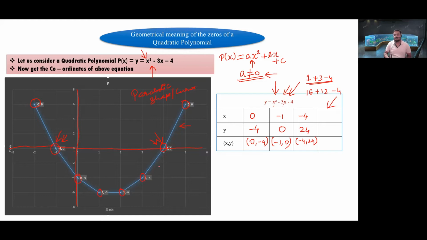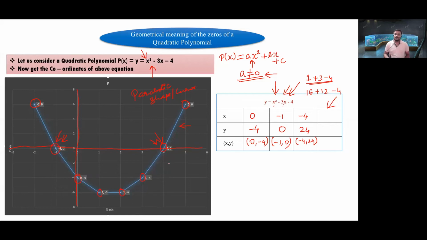Okay, it will form a parabolic shape or curve. So is it clear, sir? For a quadratic polynomial, we have to find more than 4 coordinates to get a curve. Yes, absolutely correct. The more coordinates you find, the more smoothly you will be able to draw the curve. At least 5 to 6 coordinates you will have to find for plotting a quadratic polynomial on the graph.